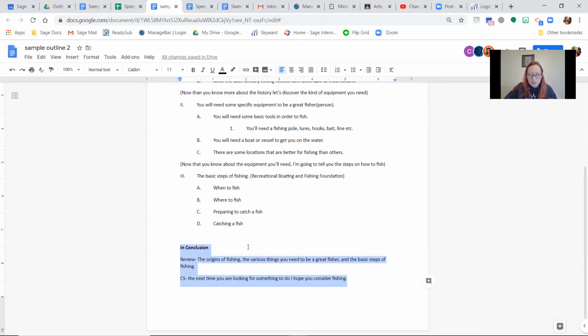Then don't forget your conclusion. You want to restate what you talked about, because in an oral presentation, we don't remember things very well, and so we need that repetition. "Hey, so today we've covered this, this, and this, and the next time you're looking for something to do, consider going fishing."